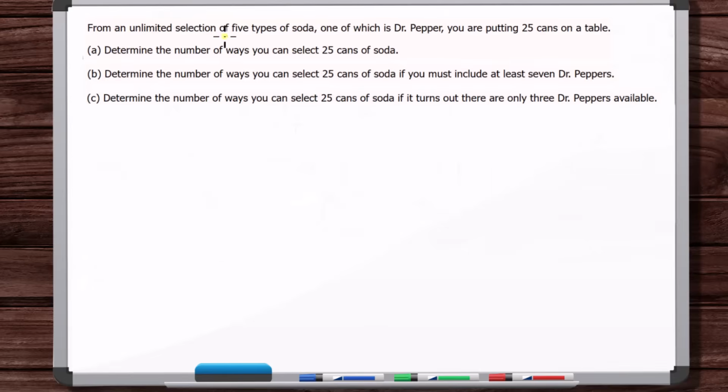From an unlimited selection of 5 types of soda, one of which is Dr. Pepper, you are putting 25 cans on a table. Determine the number of ways you can select 25 cans of soda. Okay, so an unlimited selection implies repetition. So you've got these A, B, C, D, E. You can choose however many you want from each of these, and you're picking out 25.